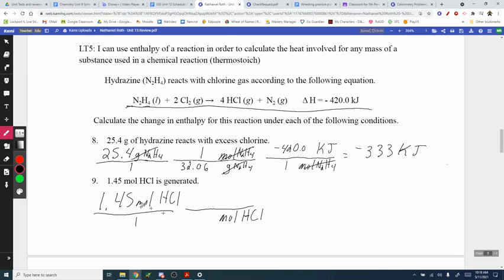Okay, now since we are starting with moles, we don't have to worry about converting to moles, so we don't need our molar mass. So all we need is our mole to energy ratio. So kilojoules goes on top. Since this is our mole to energy ratio, we need our coefficient for HCl, which is 4. And then we need our enthalpy, which is negative 420.0. Moles cancel out. We're left with kilojoules. That is where we want to be. So we just do our math. That gives us negative 152 kilojoules. Hooray.